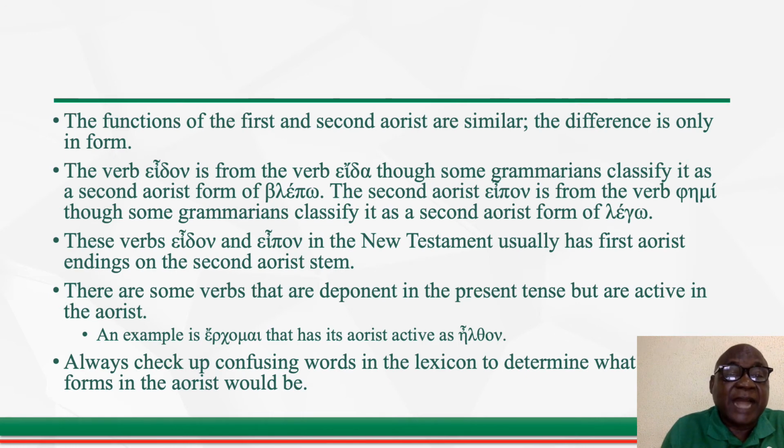Now, idon and eipon in the New Testament usually have first aorist endings on the second aorist stem. So take note of that. There are some verbs that are deponent in the present, but they become active in the aorist. An example is erchomai, but the aorist is elthon. So you need to be checking the lexicon so that you will determine what aorist form.